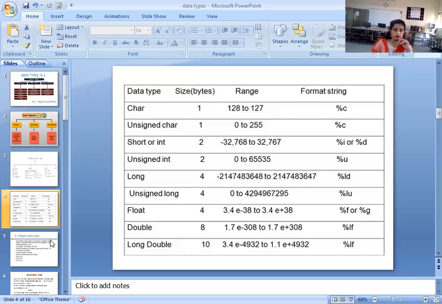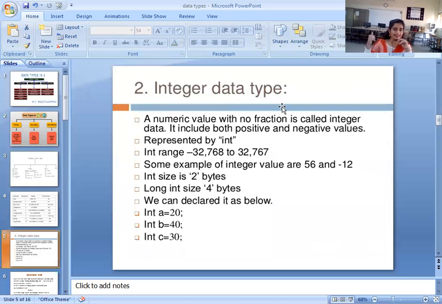Then if we talk about the integer data type in detail, it is a numeric value. As I've already told you, it includes both the positive and negative values. It is represented by int, and its range is already told to you. Some examples are 56, -22, +375, -746, or whatever, any number in negative or positive. We can say it is numeric, and it is called integer in C programming language. The integer size is 2 bytes. If we talk about long int, the long integer will be of 4 bytes.